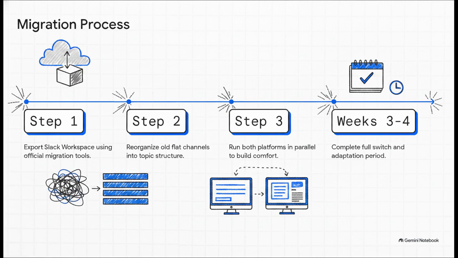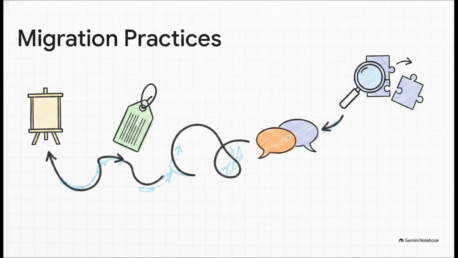Most teams need a parallel transition period where they run both platforms simultaneously. It takes about 3 to 4 weeks to fully complete the migration and really adjust those daily habits. To avoid instant pushback from your team, our source material highlights some critical mistakes you need to avoid. First, run a training session up front to explain this whole topic-based paradigm shift before rolling it out. Second, set strict naming conventions. If you don't, you'll totally undermine the very organizational benefit you're trying to achieve.